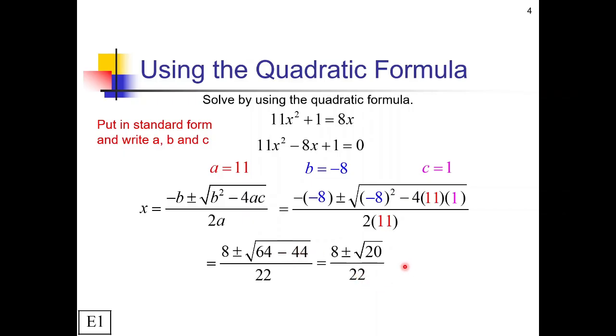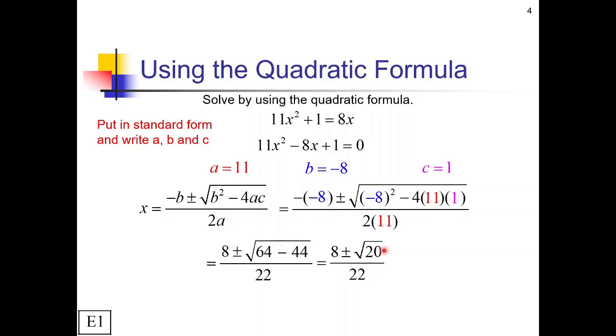And are we fully simplified? Well, it looks like this radical can definitely be broken down a little bit more. 20 is divisible by the perfect square 4. And we might also be able to reduce the fraction. So the process to follow is you want to simplify the radical first and then reduce the fraction.